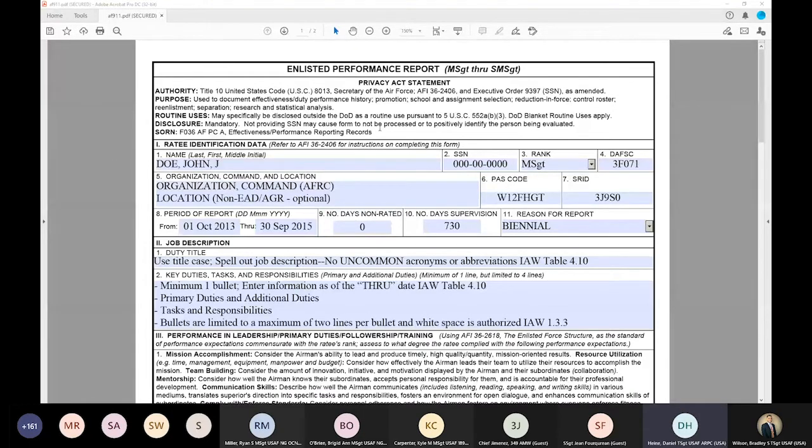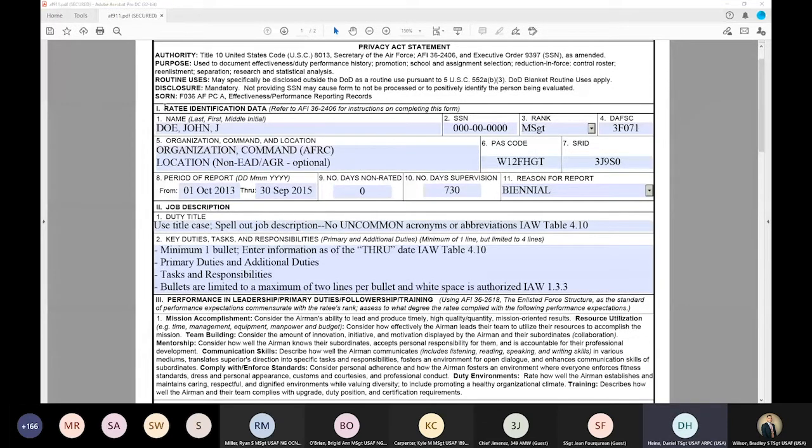So now I'm going to start training on the Air Force Form 911. This form is for Master Sergeants and Senior Master Sergeants. It's pretty similar to the 910 that I trained on last month, but with a few changes. I will go through the whole form as well, but most of it will be repeated from the 910 training that we did last month.